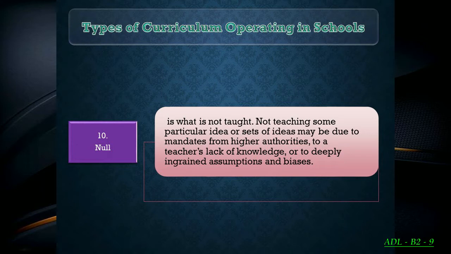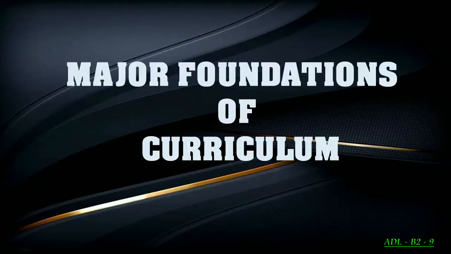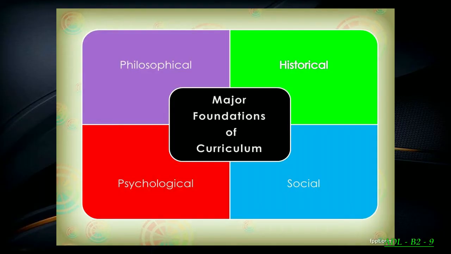Not teaching some particular idea or sets of ideas may be due to mandates from higher authorities, to a teacher's lack of knowledge, or to deeply ingrained assumptions and biases. So, those are the 10 types of curriculum operating in schools. This time, we will go now to the major foundations of curriculum. There are 4: philosophical foundation, historical foundation, psychological foundation, and the social foundation of curriculum.